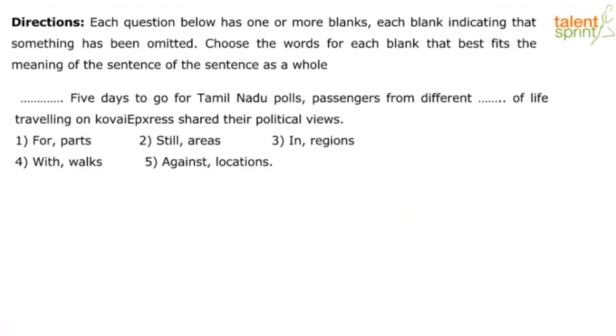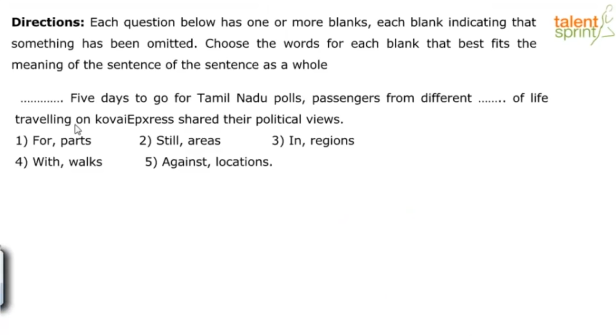Let's look at our next question. Dash 5 days to go for Tamil Nadu polls. Passengers from different dash of life travelling on Kovai Express shared their political views. Options: for, paths; still, areas; in, regions; with, walks; against, locations. What's your answer and why? Again, look for colloquial expressions. What goes with the words after the blank?